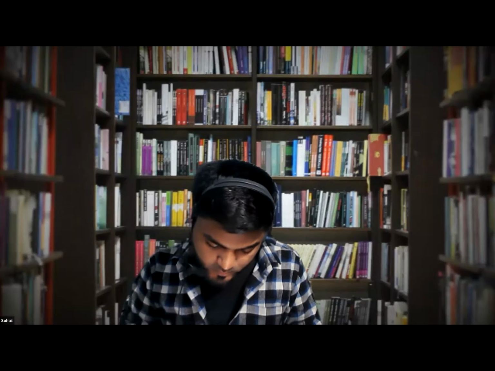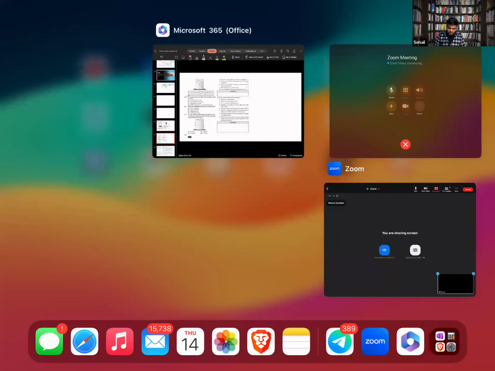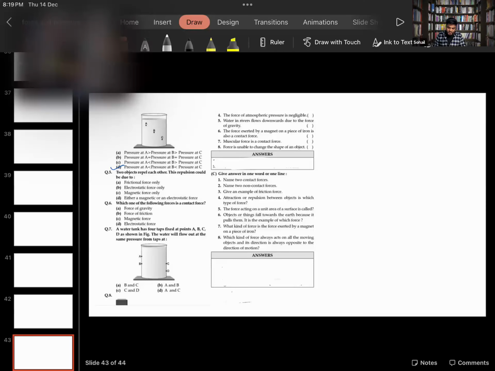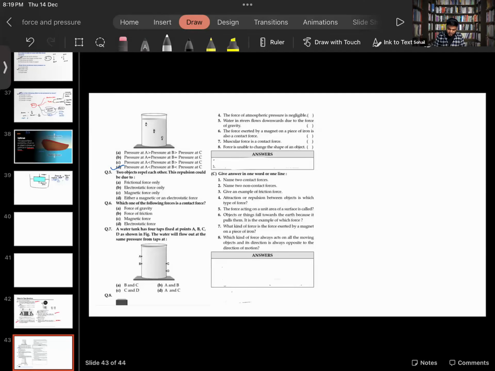Also, you guys have the NCERT exemplar books or not? Do you not have the NCERT exemplar books? No, sir. Okay, I would highly recommend to either get that or take the questions from exemplar books online and do solve them as well.